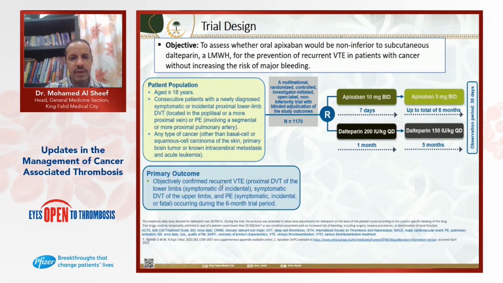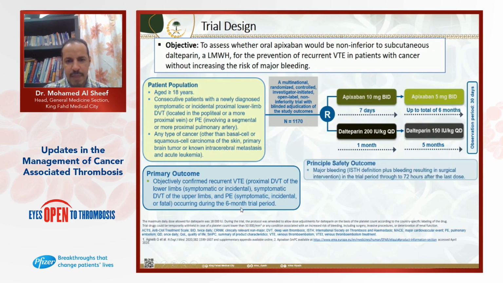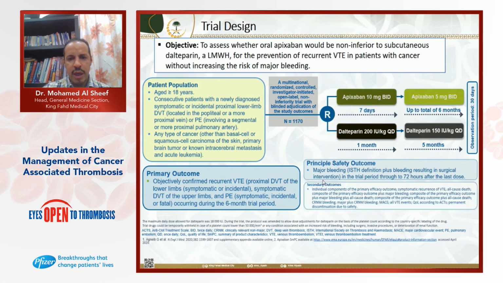Primary outcome: objectively confirmed recurrent VTE, including proximal DVT of the lower limb, symptomatic or incidental DVT of the upper limb, and PE, symptomatic, incidental, or fatal, occurring during the first 6-month trial follow-up. And the principal safety outcome was major bleeding by the ISTH definition, plus bleeding resulting in surgical intervention. And there are secondary outcomes.